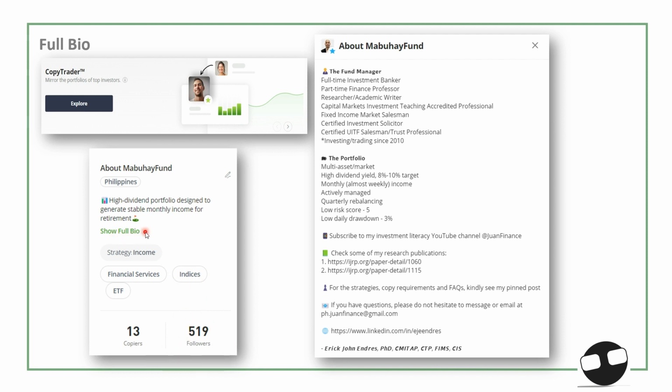Now if you click show full bio, you will be presented here with the longer narrative description of the popular investor or the fund. I have some descriptions here about myself, about the portfolio, and some links on my publication and my YouTube channel, and how to contact me and so on and so forth. That's very important, just so you have an idea about the person or the PI managing the portfolio, and of course about the fund.